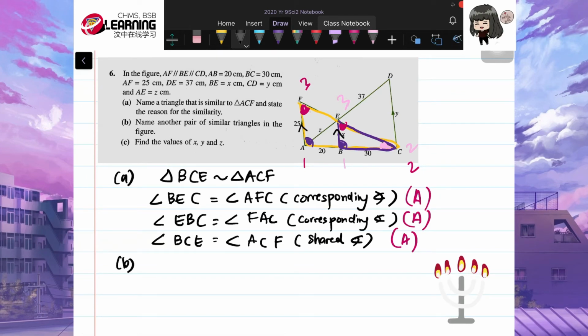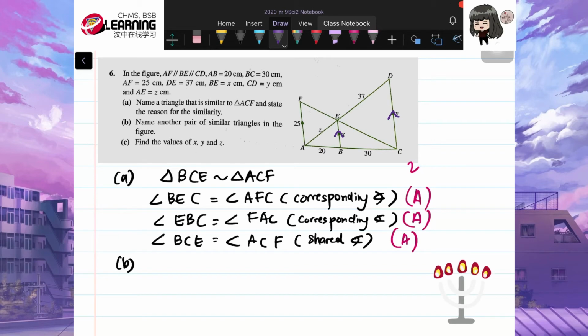Name another pair of similar triangles in the figure. Okay, so this is another pair of triangles, two triangles that are similar. Can you see that? I will just erase here so that you won't get confused. The hint here is the parallel.